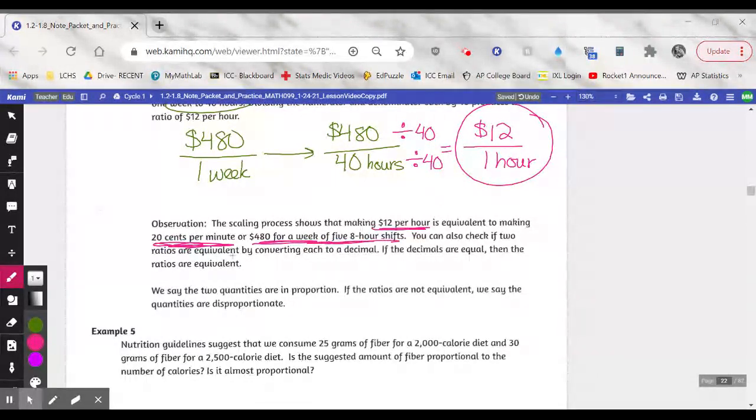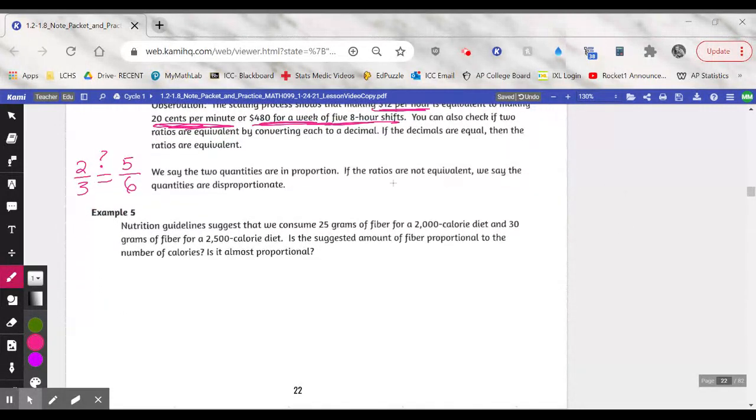You can also check if two ratios are equivalent by converting them to a decimal. If the decimals are equal, then the ratios are equivalent. That's like last week when we checked to see if 2/3 was the same as 5/6. You could divide those and see if you get the same answer. So we can say that the quantities are in proportion. If the ratios are not equivalent, then we say that they are disproportionate. A lot of times our final answer will be that they are in proportion or they are disproportionate.